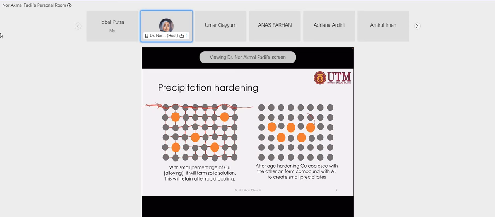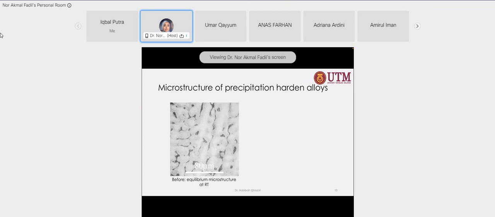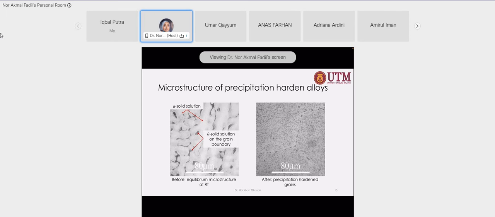But if you collect all this, after age hardening, the small particles will become a giant chunk that restricts the dislocation motion. So we call this precipitate. This is before the precipitation. This is after the precipitation.